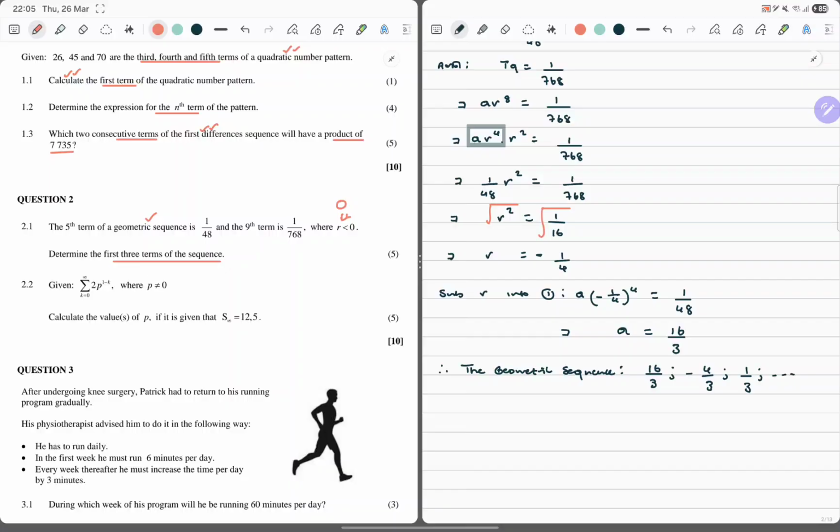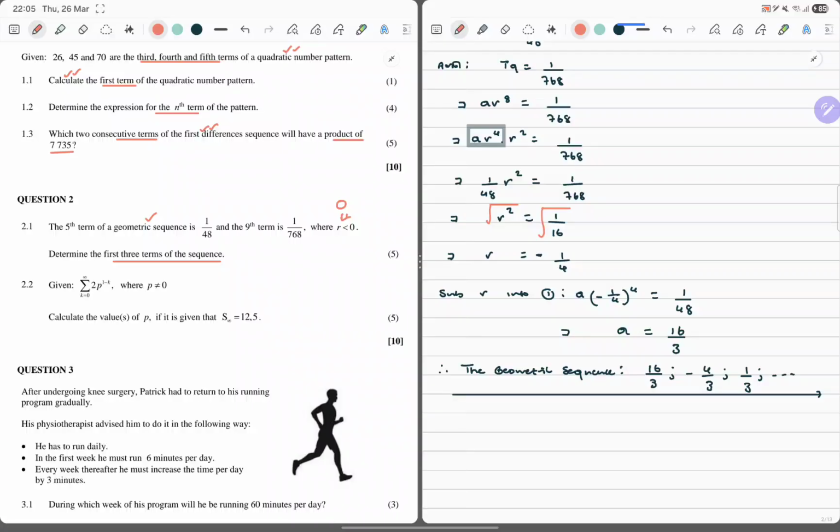Great, so this was the third term. Let's look at the fourth. Multiply by minus a quarter. We get minus 1 over 12. That's the fourth term. Let's look at the fifth. Multiplied by minus a quarter. We get 1/48. So this is good. All right, so that's it, guys. We've answered the question.